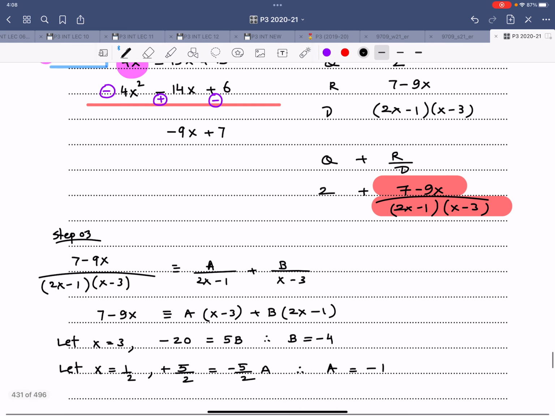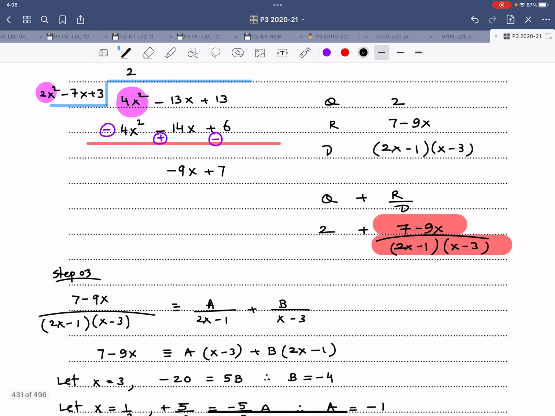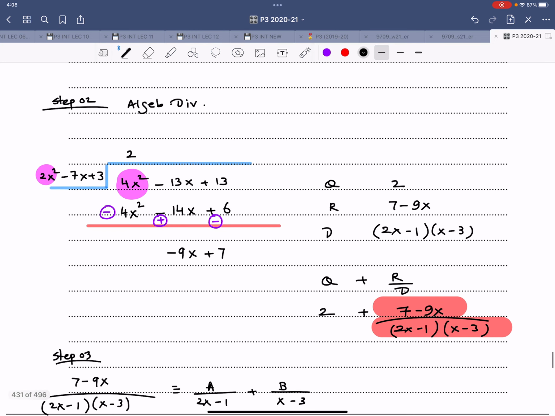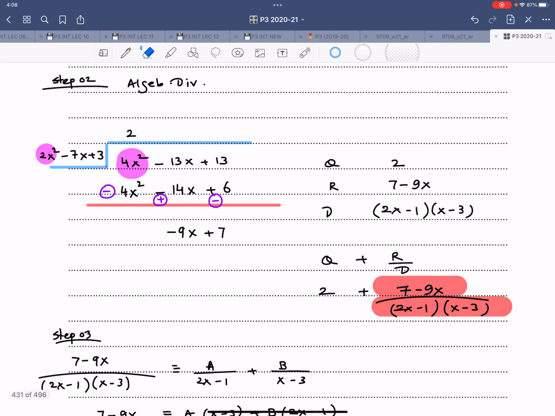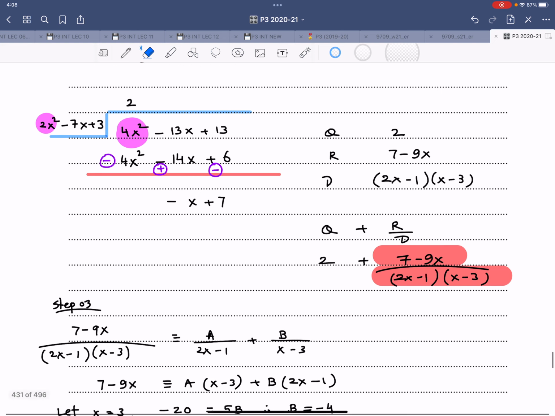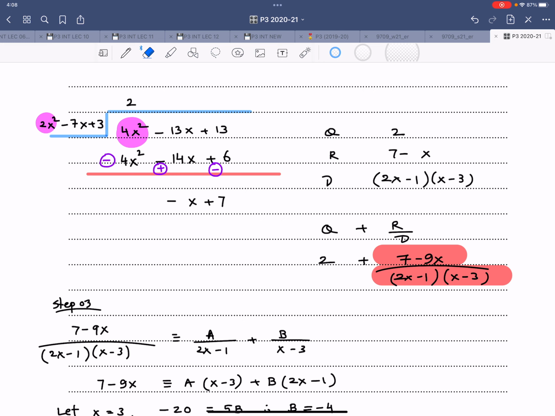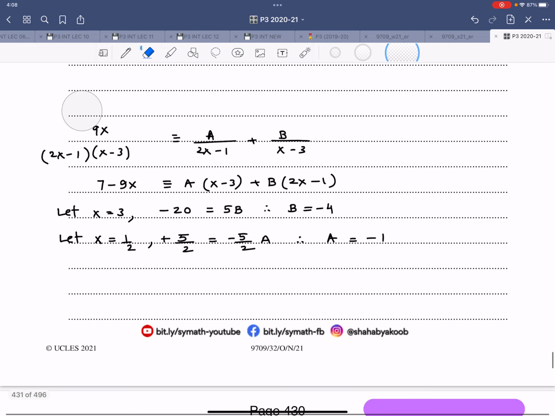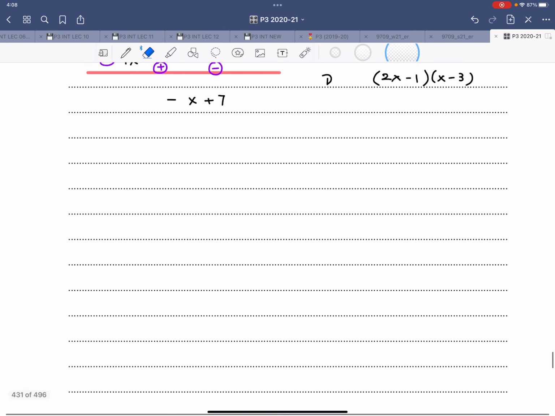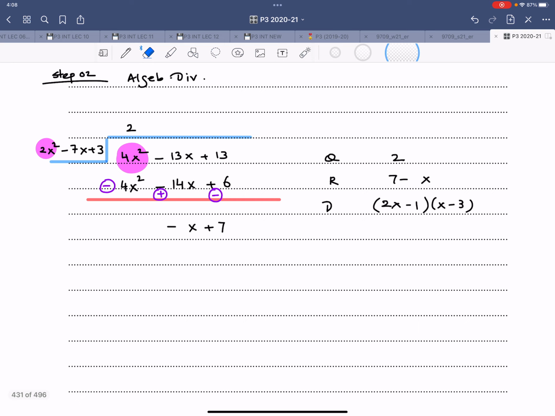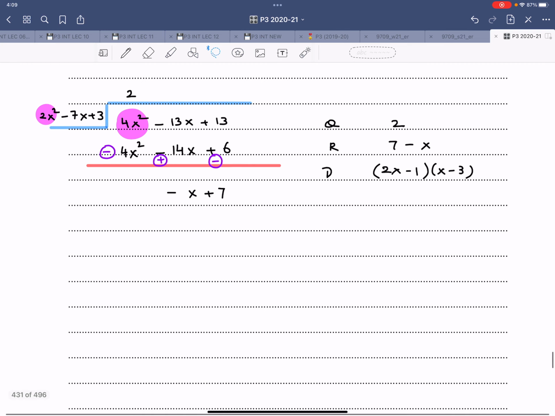Now let me just double check. Is there any mistake for this one? Minus 13 plus 14 is not minus 9. I just had a doubt about that because the answer was some kind of different for me. Minus 13 plus 14 is simply x. So this is simply x, and therefore let me correct myself from this step onwards. Sometimes you get this awakening in your heart that something is wrong. So therefore this is 7 minus x.